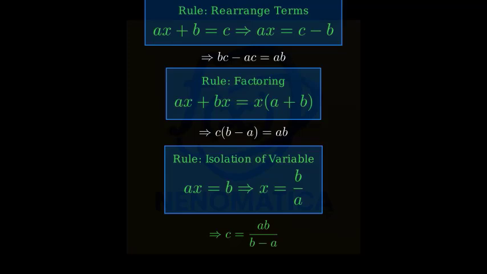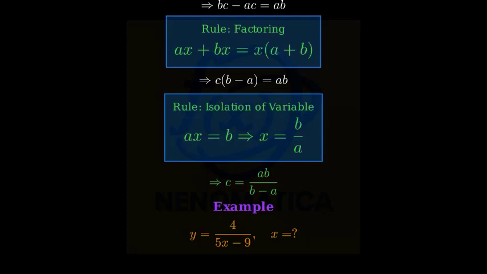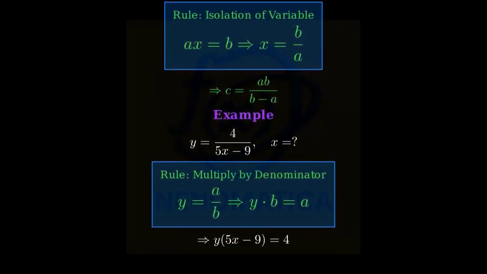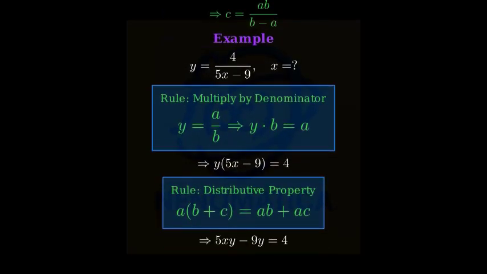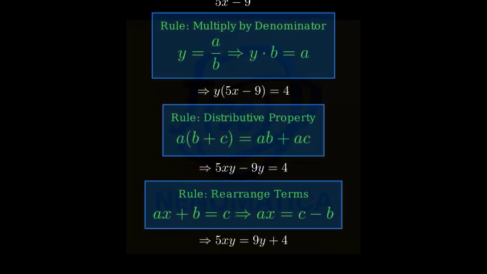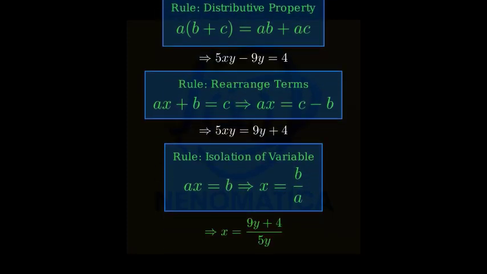Now, let's move on to our second example. We have the equation y equals 4 divided by the quantity 5x minus 9, and we need to find the value of x. Let's multiply both sides by the denominator 5x minus 9 to eliminate the fraction. Now we can distribute y to each term inside the parentheses. Let's rearrange the equation to isolate the term with x. Finally, we can solve for x by dividing both sides by 5y.